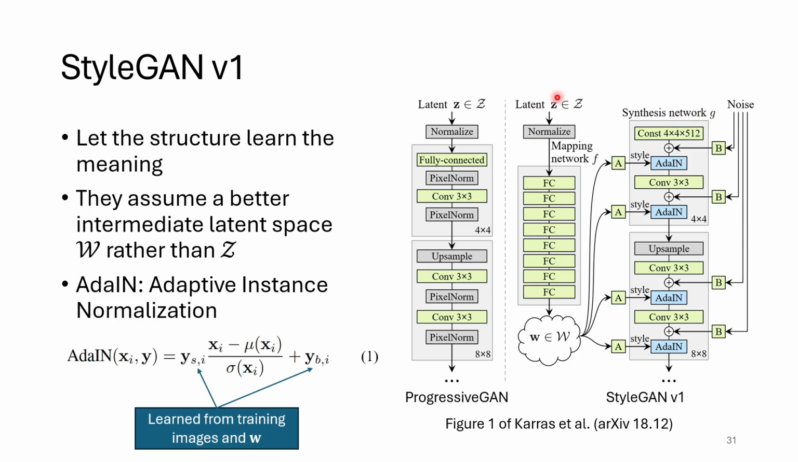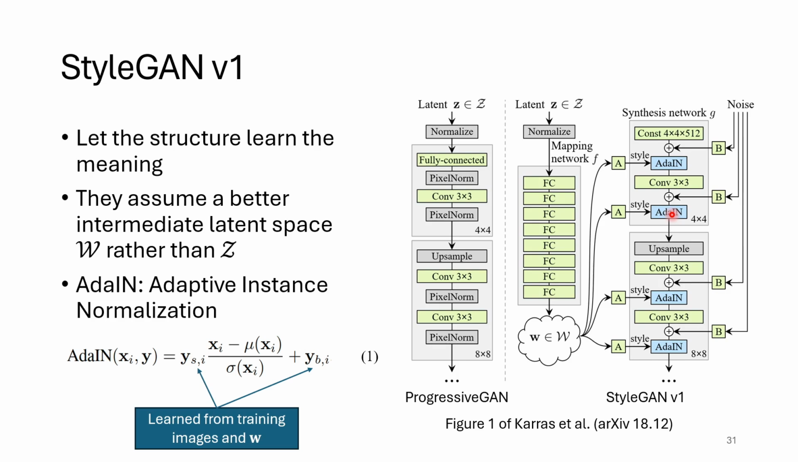The latent vector z will be converted into an intermediate latent vector w, and the w will be used to generate the parameters for adaptive instance normalization. The adaptive normalization will influence the values in each channel after the convolutional results. So here, let me show.